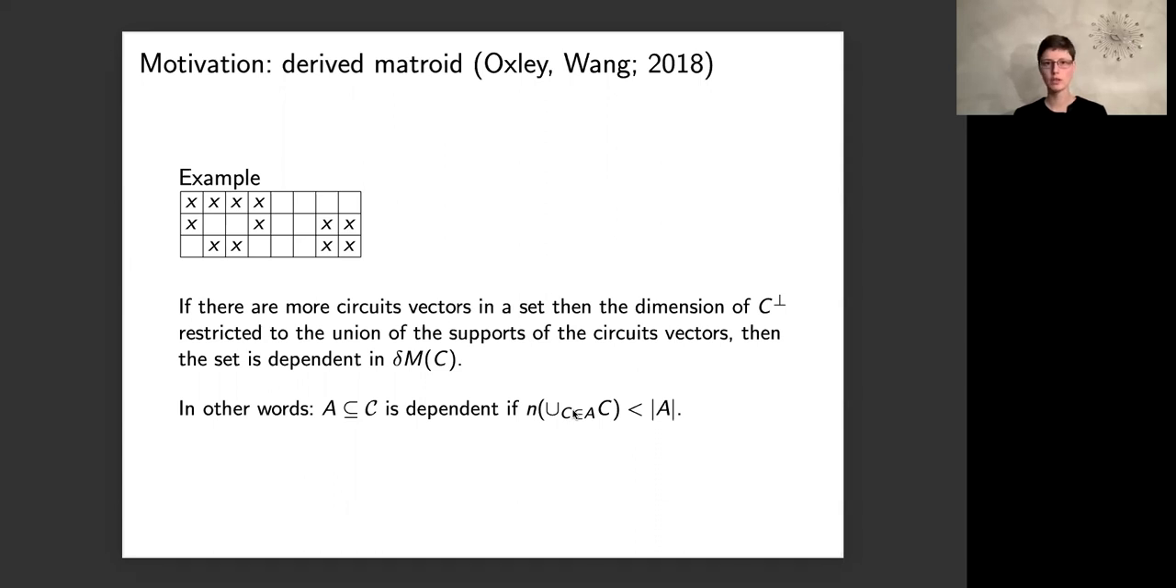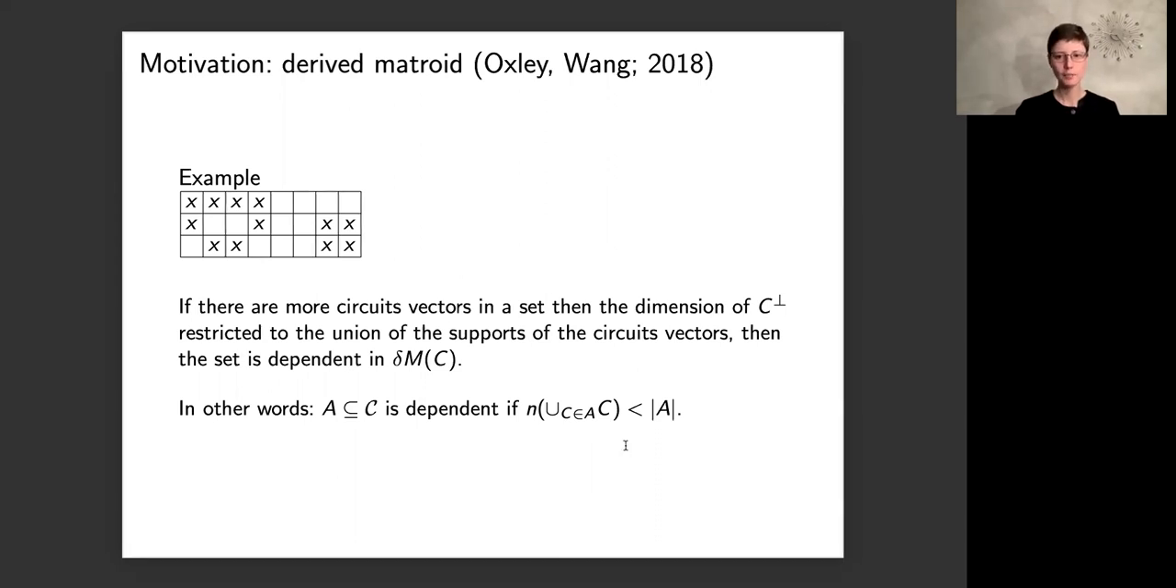And this is a very important observation because it doesn't depend on your representation, right? This nullity here, however I represent my matroid, it will always work like that. And this inequality is actually what we use to build our definition on. Because we sort of want all sets of circuits that have this property to be dependent in the derived matroid.